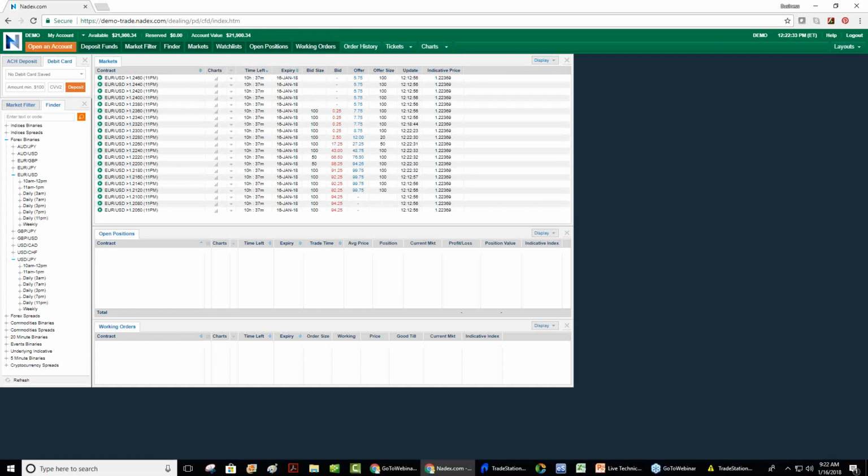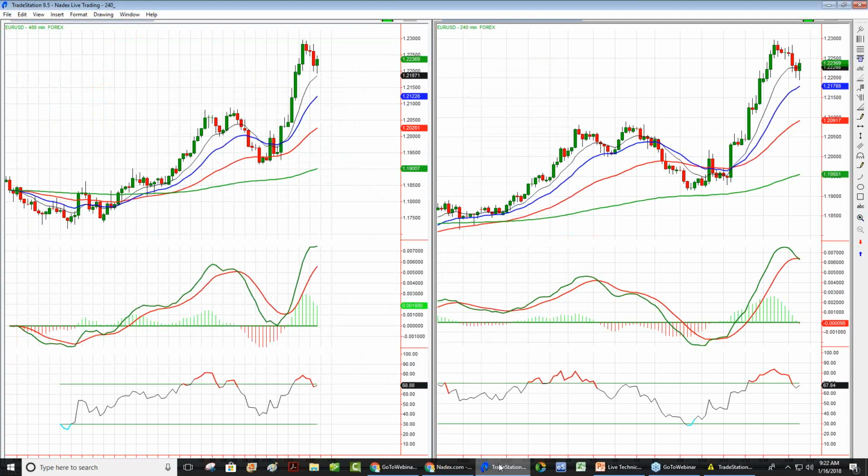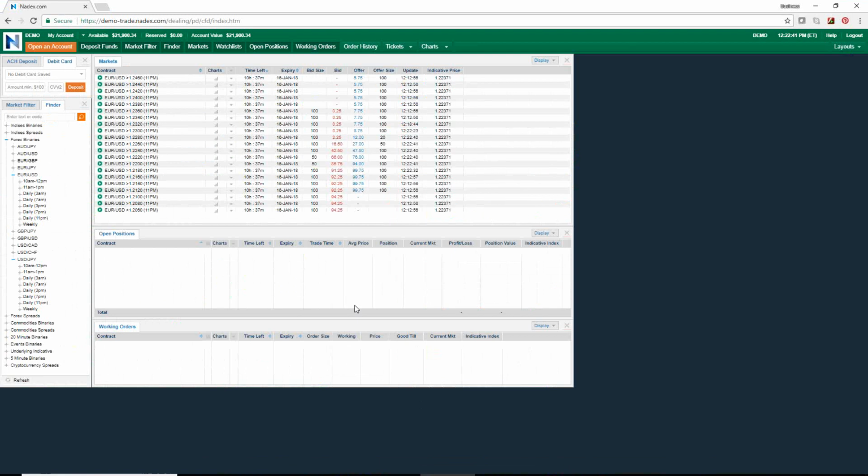And so the market is currently in that level of around 122, say 122.40, and we'll be looking for 122, let's see, where are we at?